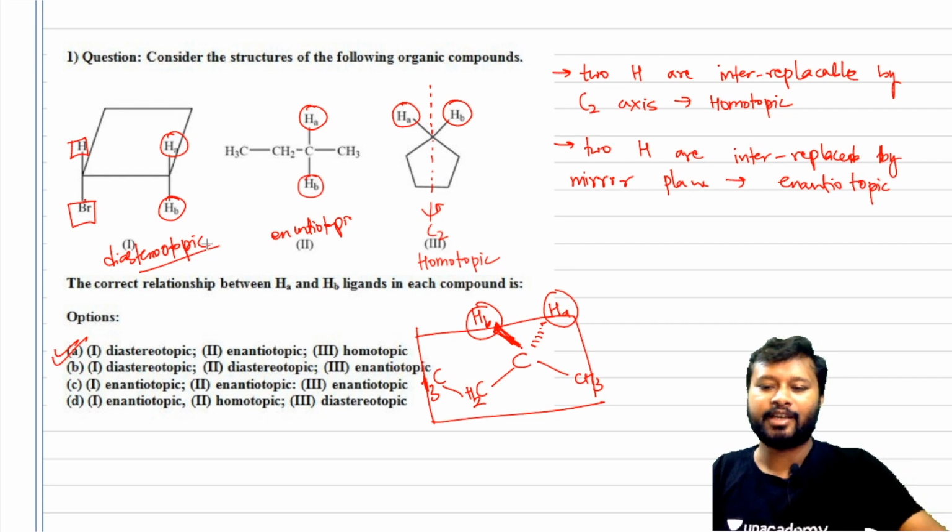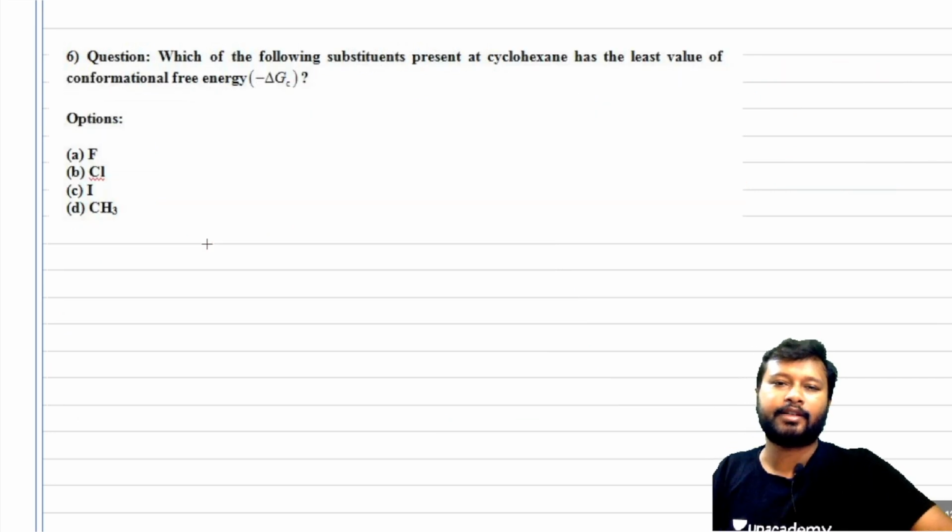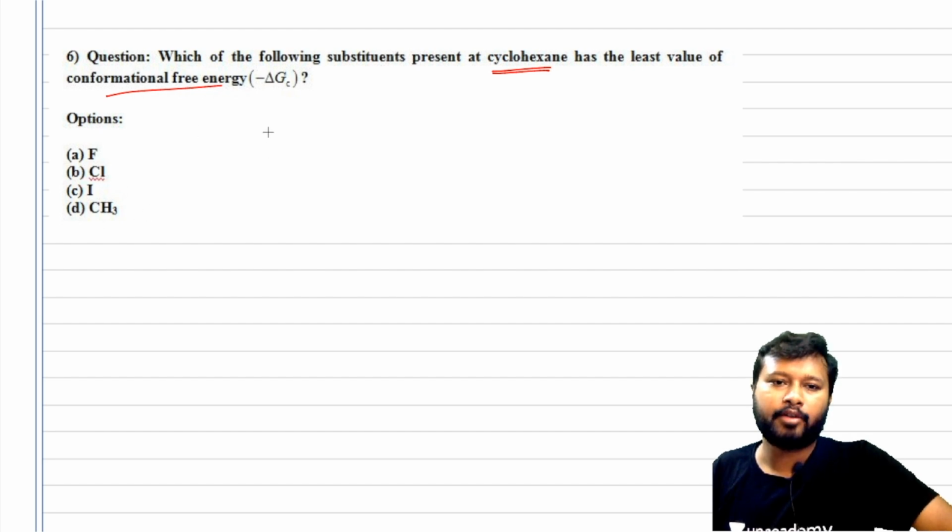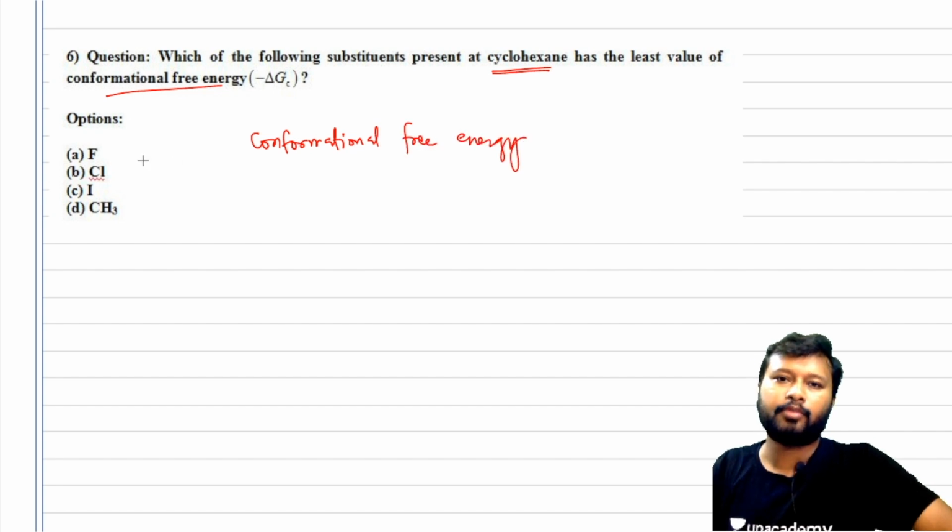All right, let's take the last question for this video and understand that as well. It says, which of the following substituents present on cyclohexane has the least value of conformational free energy, that is delta G c? Options are fluorine, chlorine, iodine and CH3. To answer this question, first of all you have to understand what conformational free energy is. It's a thermodynamic property, because of course it's a Gibbs free energy, but let's try to understand it from the organic chemistry point of view.